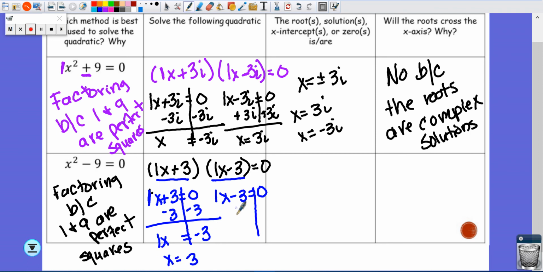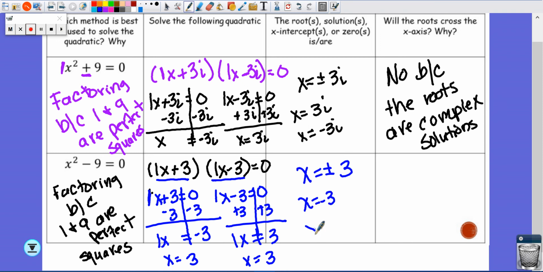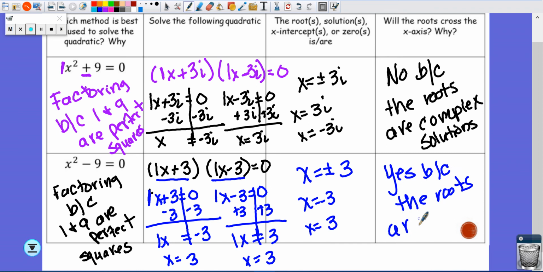We'll do the same thing here. Plus 3, plus 3. 1x equals 3. And then x equals 3. So here the answer is x equals plus or minus 3, or you can say x equals negative 3 and x equals 3. And will this cross? Yes, because the roots are real numbers, real solutions. There's no i here.